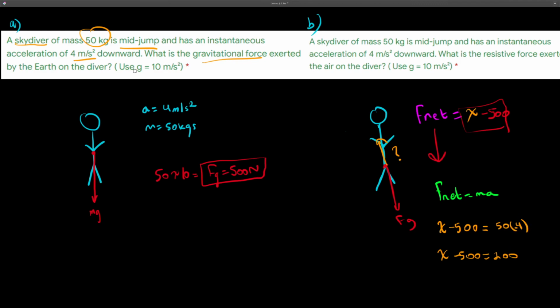Why is it minus 4? Because it says 4 meters per second downwards. If you remember correctly, when we're considering acceleration, when it's downwards, it's negative, and when it's upwards, it's positive. So since acceleration is downwards, it's going to be minus 4 meters per second squared. Because of that, it's minus 200. When we add plus 500, X is going to be equal to 300 newtons. Since it's a drag force and it's going to resist the fall, it's going to be 300 newtons upwards.